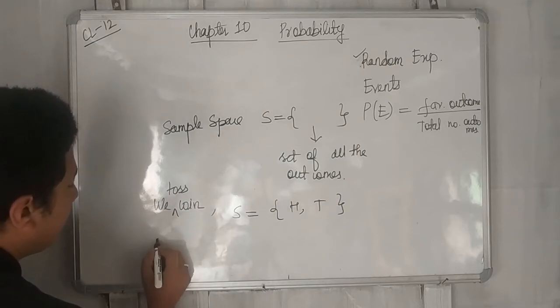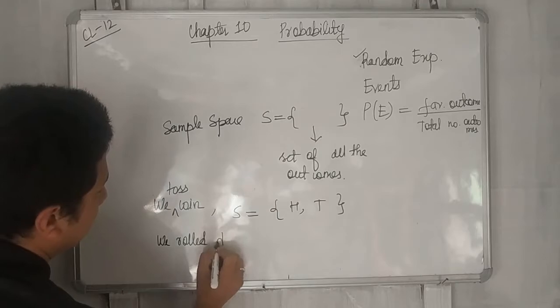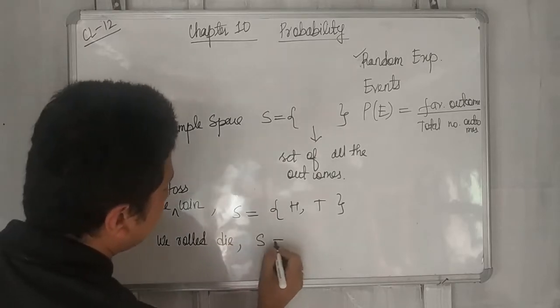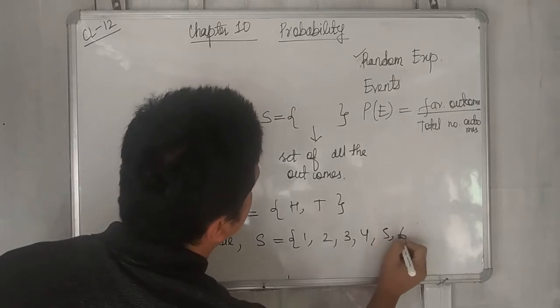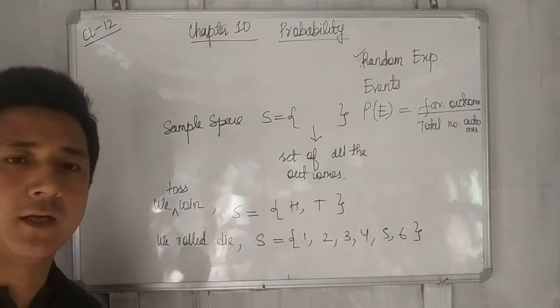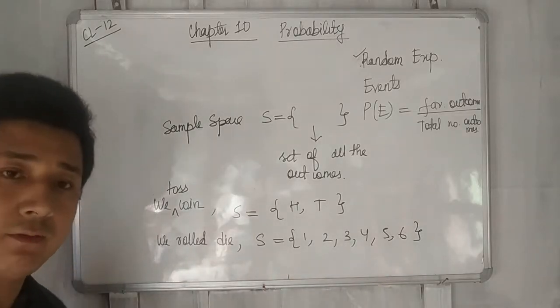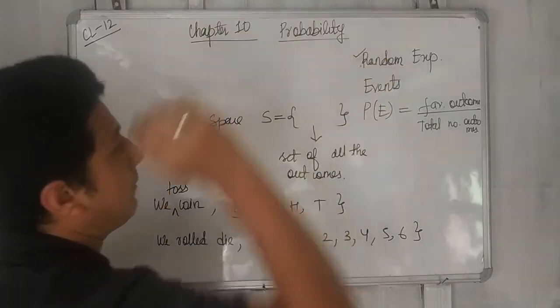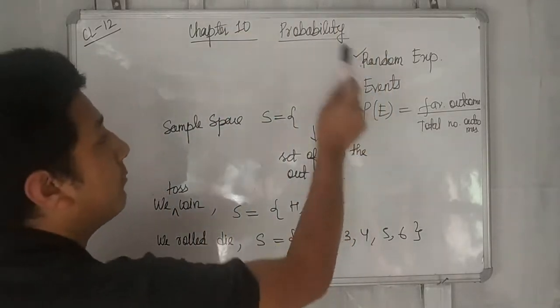When you roll a die, the sample space will be 1, 2, 3, 4, 5, or 6. So we know these things, right? And when we draw a card, it can be any of the cards, so the sample space will be 52. So these are your random experiments and sample spaces, and now we come to events.